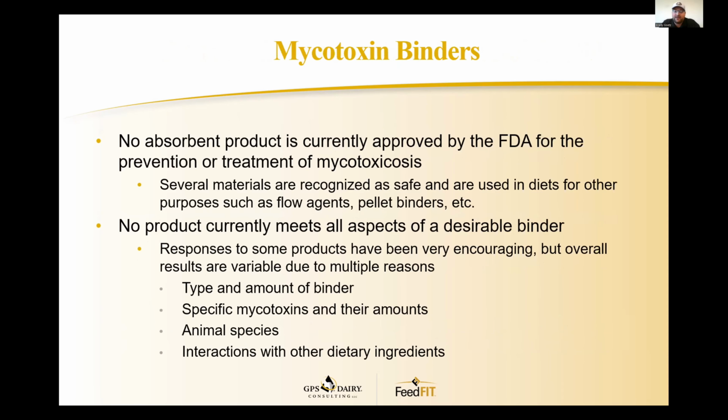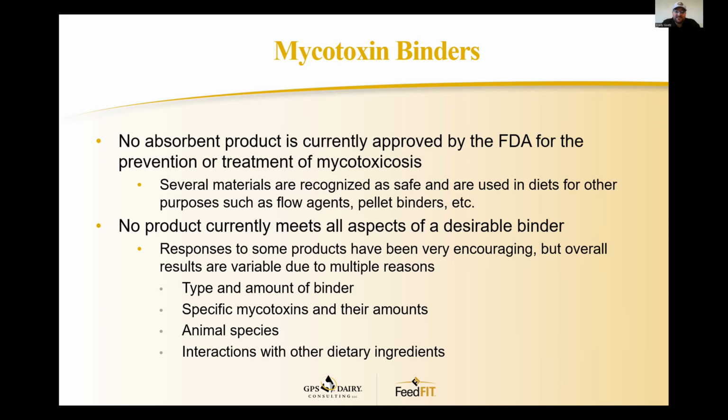So when it comes to these binders, in the United States or in North America, there is no product that is currently FDA approved for the prevention and treatment of mycotoxicosis. Now, there's several materials that are recognized as safe, GRAS, if you will, that are used in diets for other purposes, such as flow agents or pellet binders, as a way that we can feed them in our dairy rations. In addition, there's no product that currently meets all aspects of a desirable binder. If I have a little bit of aflatoxin and DON and zearalenone present, and I want a toxin binder that's going to bind them all, there's probably not one on the market right now that can do that.